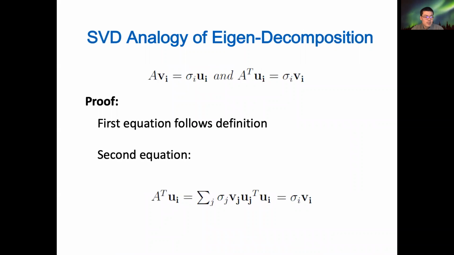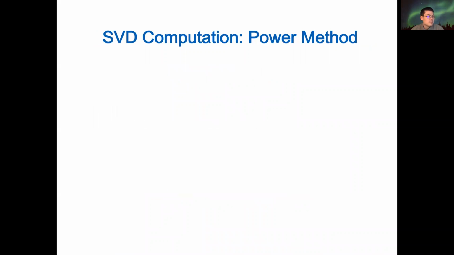So there's a method called the power method for SVD computation. Let's take a look at how we can compute this stuff. We know it exists, but how do we actually compute it? Let's first construct a matrix B.